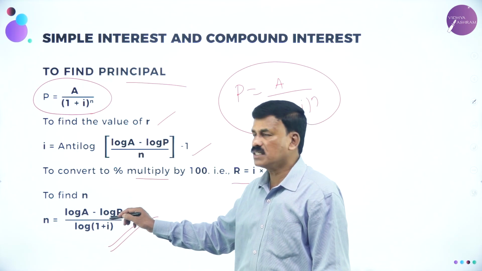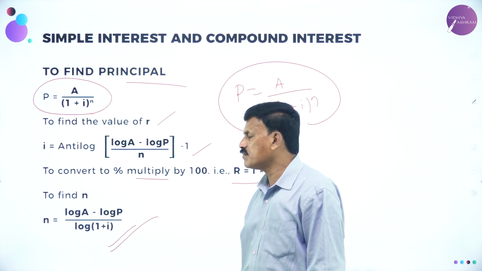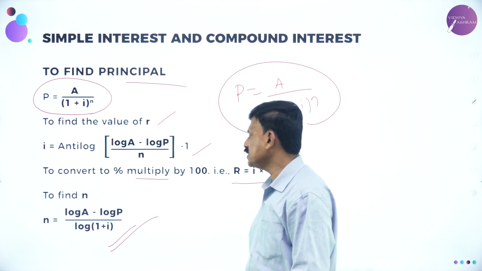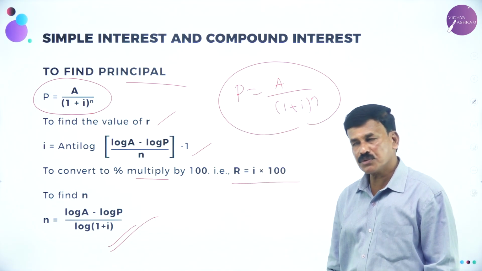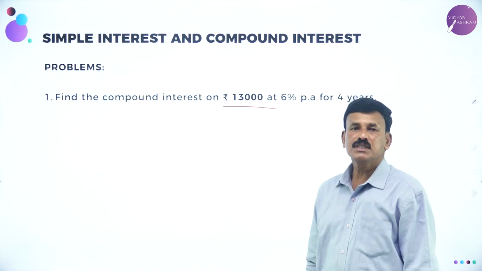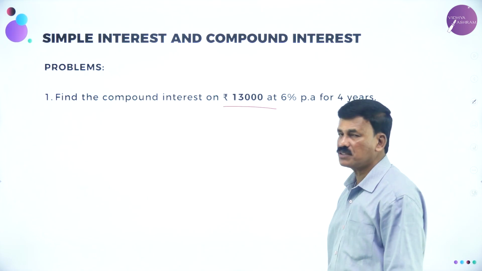So whereas to find the n, the time taken, log A minus log P divided by log of 1 plus I will give the value of n. That's it. Okay. By knowing this, let us move on to the problems. Let us come to the first problem. These types of problems are very important from the point of view of examination. You may expect 3 or 5 marks.